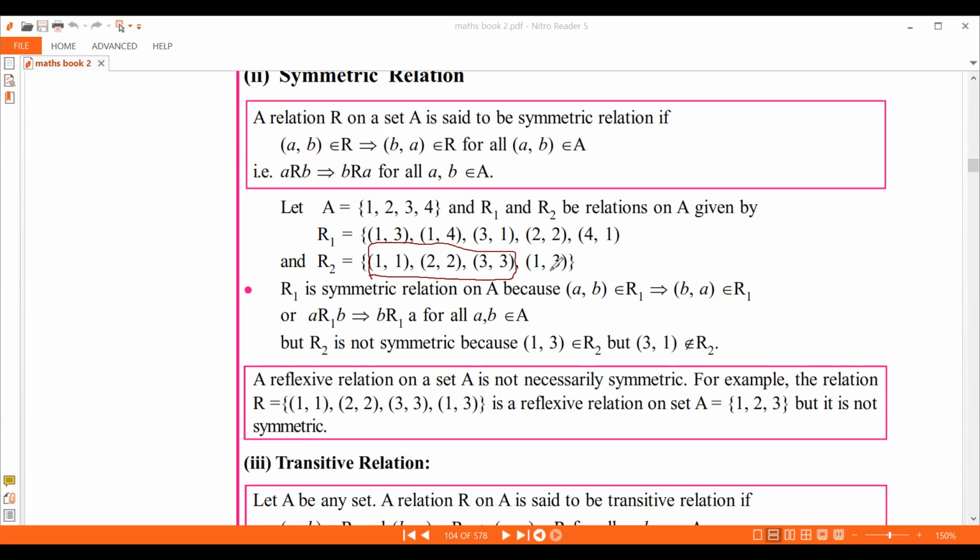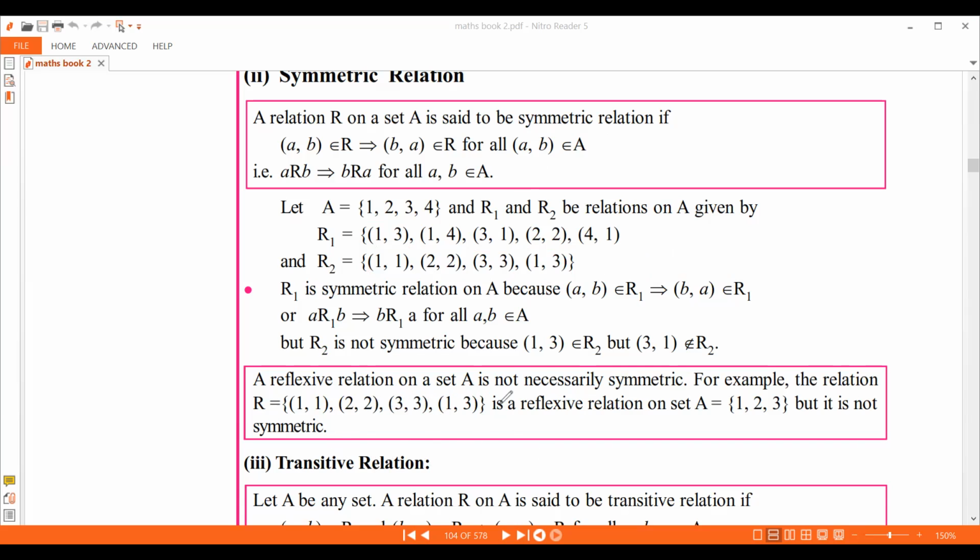Whatever elements they have considered, you have to check for every element. For (1,3), for everything you have to topple and check. So when I swap, that (3,1) is missing here. That's the reason it is not symmetric. Even if it fails at one case, that is gone. One case failure, that is gone. Now let's move.